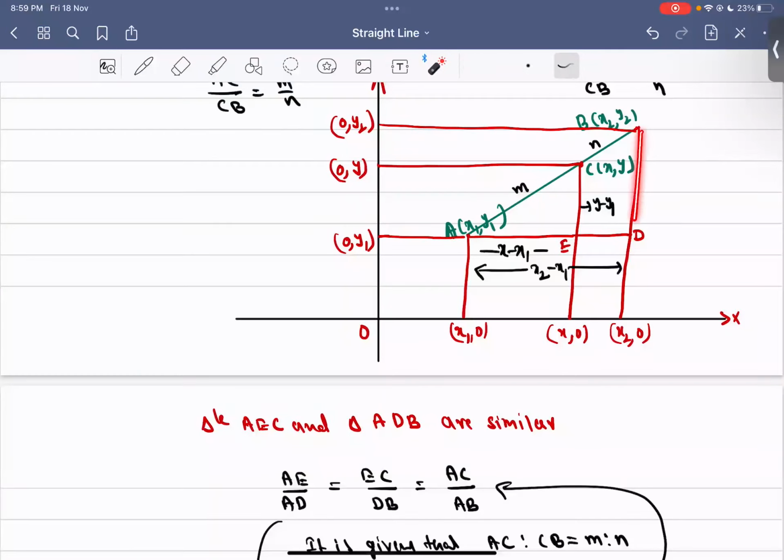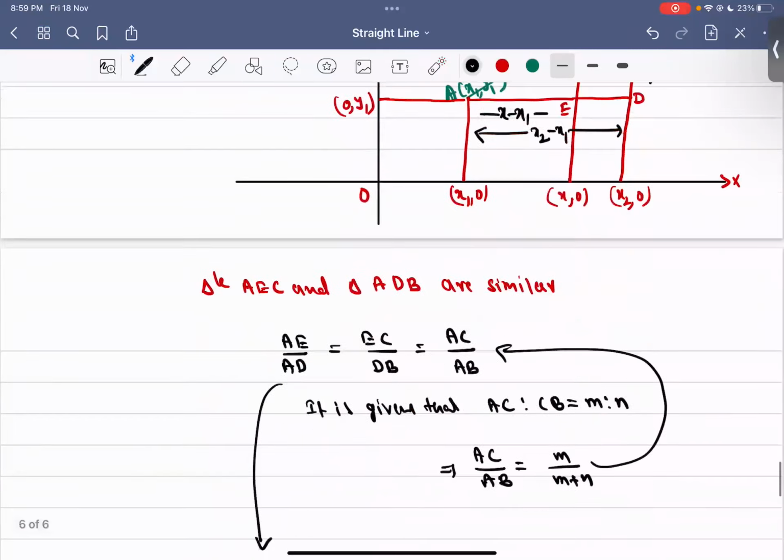Now DB distance is equal to what? DB is this one. This distance is y2 minus y1. That is DB. So this distance is y2 minus y1.